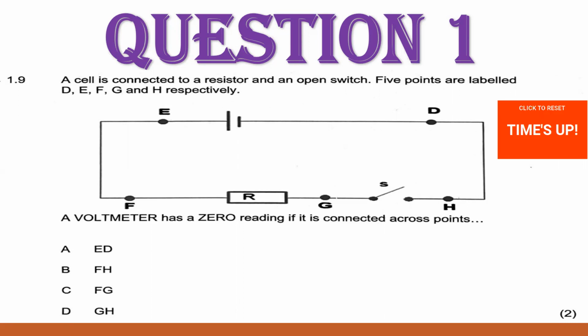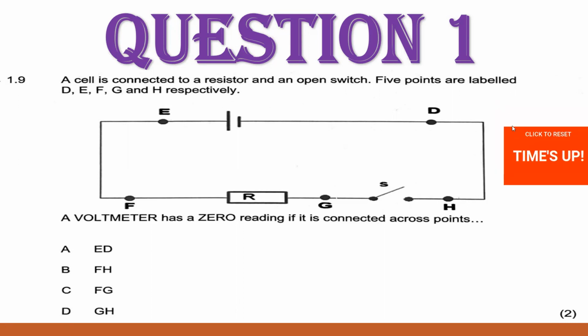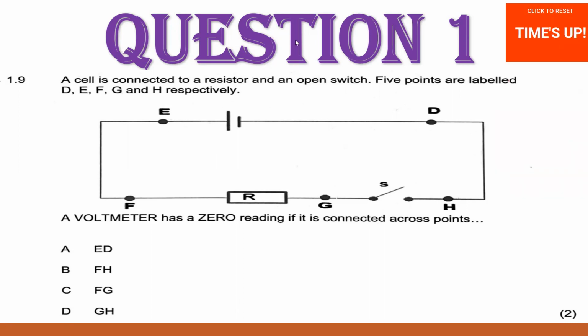So question 1.9. You know a voltmeter is always connected in parallel, so let's use this voltmeter. Our voltmeter is coming now. I'm going to take this voltmeter and connect it to ED, FG, FH, GH. Which one is giving you 0? Let's try ED first. I'm going to use point E.